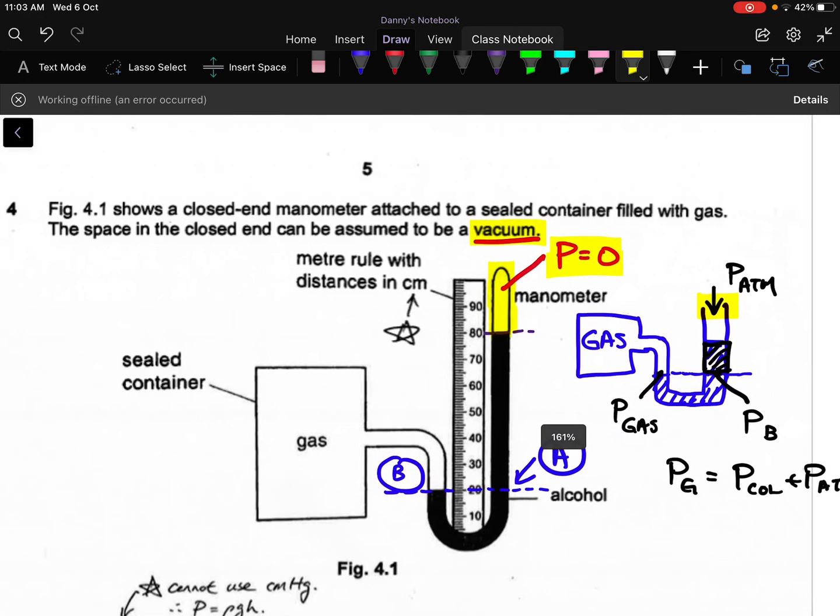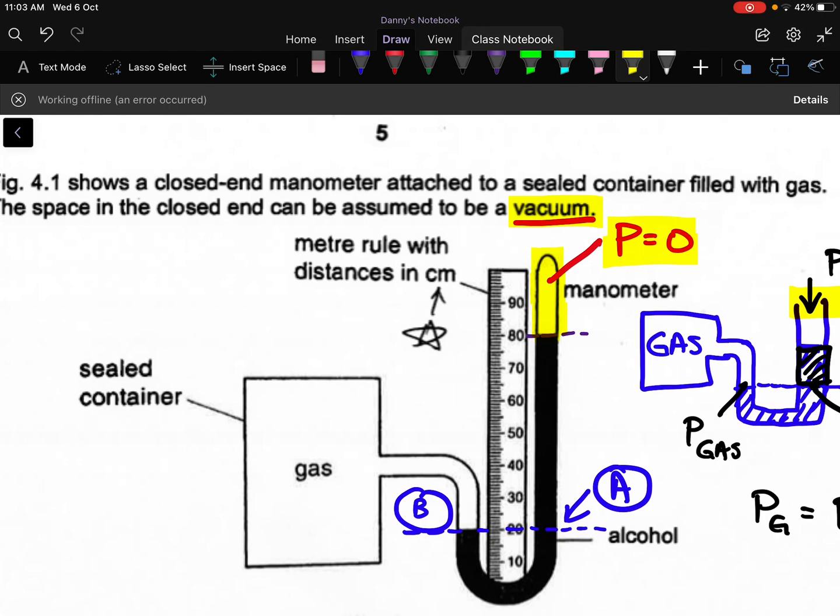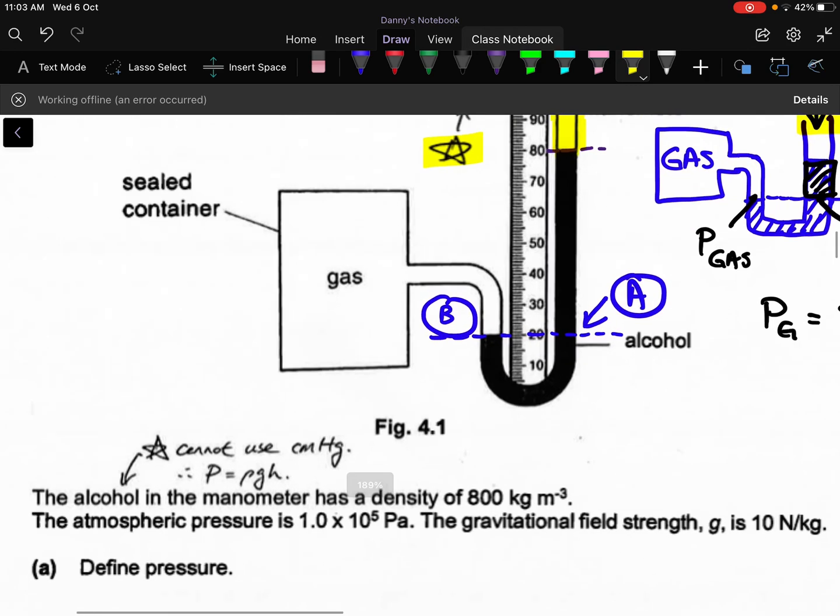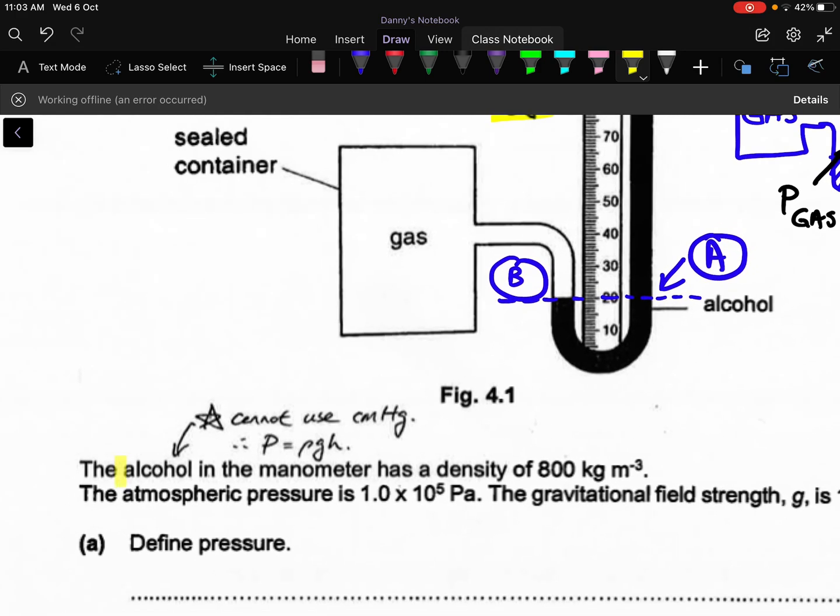Now that's one. Number 2 is, you also notice that in this diagram, the height is given in cm. This is not the SI unit for height. So you need to pay attention, and therefore you see a star. Next thing, what is inside is actually not mercury, but alcohol. Now if it is alcohol, then you cannot use a unit like cmHg, because Hg stands for mercury.